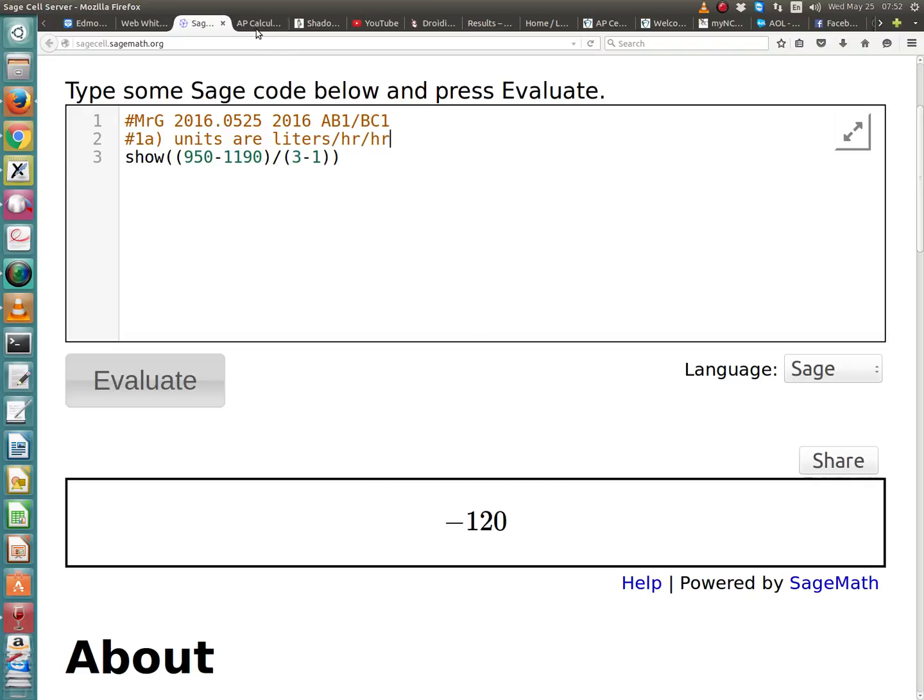All right, next part of the question. Everyone got that? Everyone stuck? Catching up? Work with your neighbor if you were out. Everyone got negative 120, right?